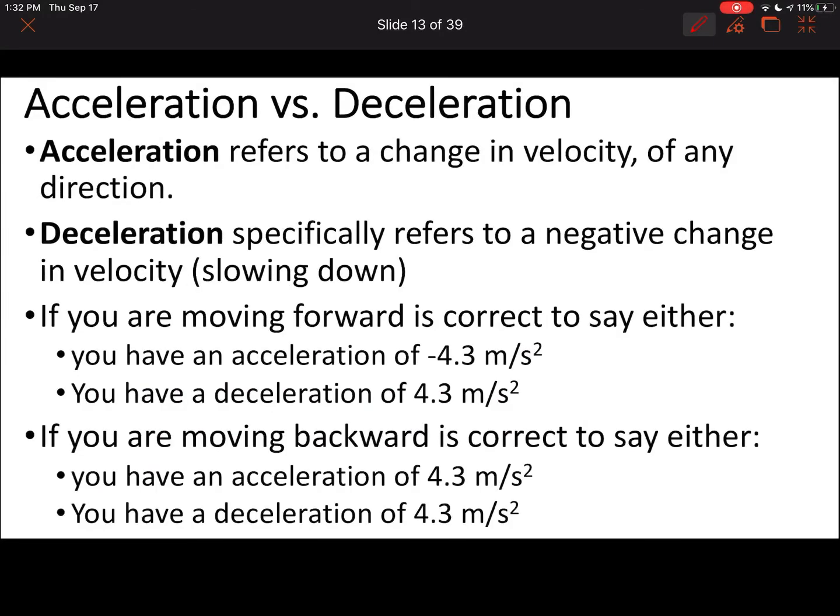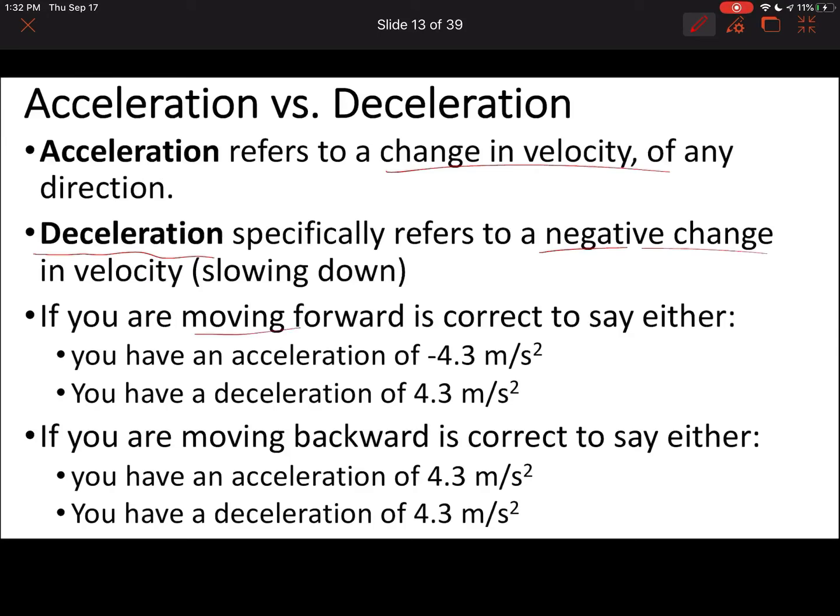Let's talk a little bit about terminology. Acceleration refers to a change in velocity in any direction. And so anytime you have a change, it can be an acceleration that causes a speed up or a slowdown. Any kind of change in velocity is an acceleration. We have a term, and I'm not crazy about it, called deceleration, and that specifically refers to a negative change in velocity, meaning a slowing down. I don't like it because it can be confusing depending on our motions.